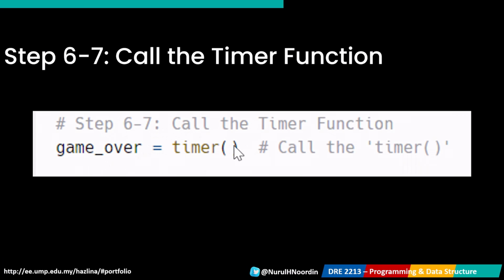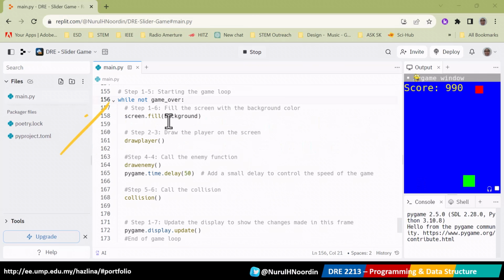In our journey to master time-based challenges in our game, we have reached step 6.7. This step involves calling the timer function, a key element in managing the game's time. Let's explore why this step is vital to our time management. The timer function is the guardian of time in our game. It tracks time, displays it on the screen, and decides when the game is over. In step 6.7, we put our timekeeper to work. We call the timer function within our game loop right here.